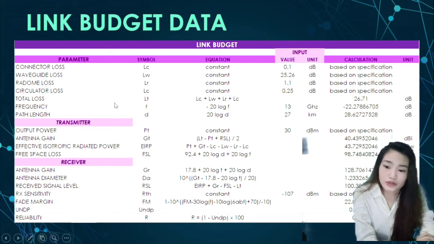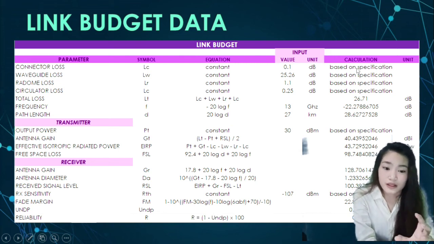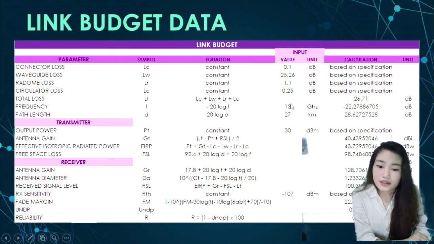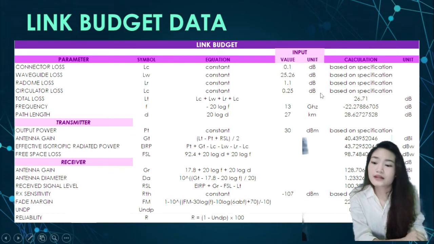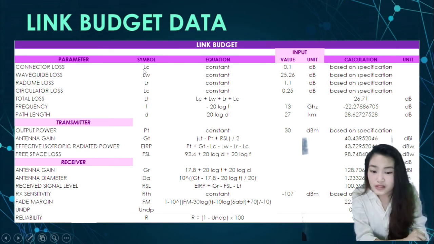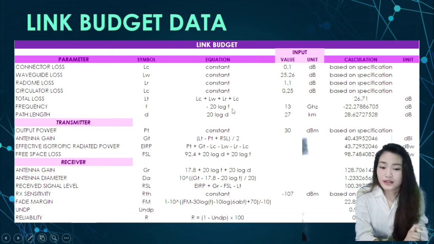As you can see, the connector loss, LC, is constant because it is based on the specification that we use. These are the values, these are the units, and we compute some of them, like the total loss, the total of all these losses, and this is the result. The frequency, and if we compute it, this is the equations or the computation, and these are the results of those equations that we used.